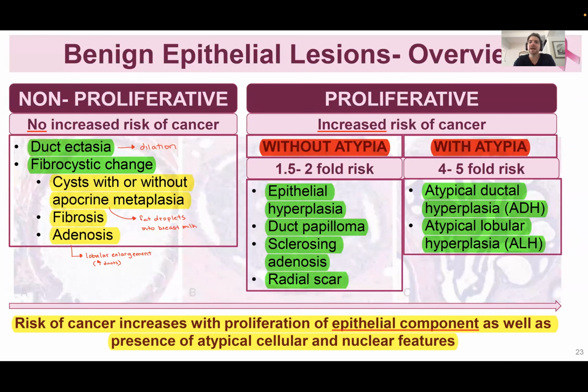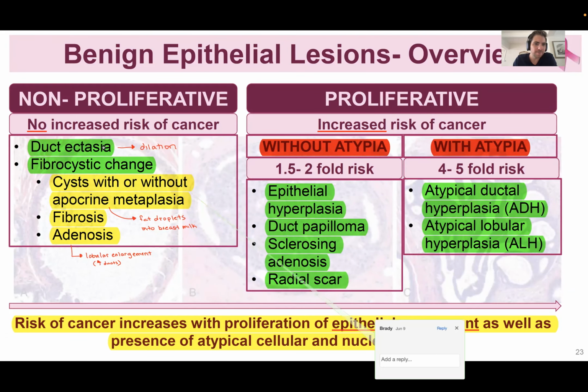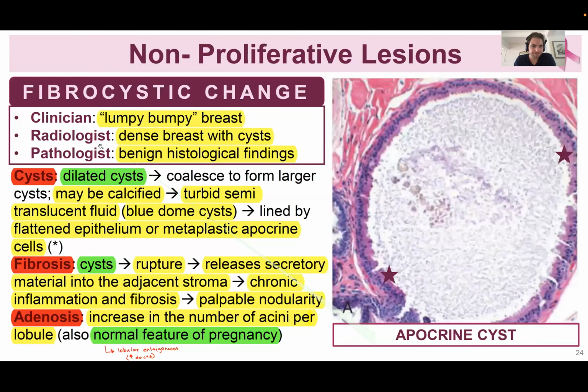Then we want to get into the benign epithelial lesions. These are more of the ones that you commonly hear. This is more of an overview. So atypia means: are the cells normal looking, or do they have atypical shapes or sizes? Typically any sort of atypical cells are a bad thing, right? So let's just go through these.